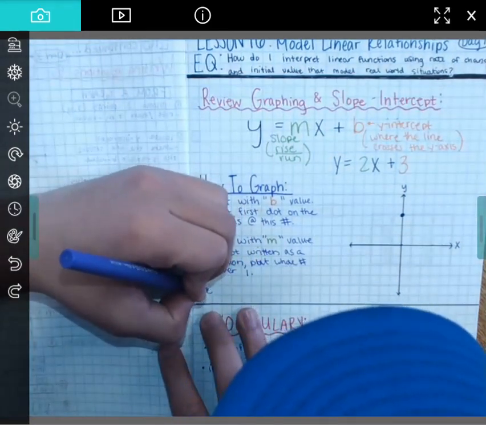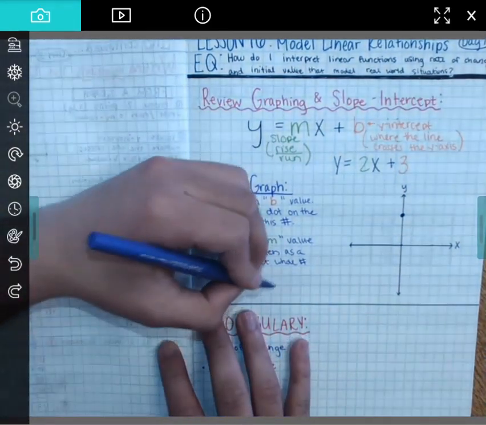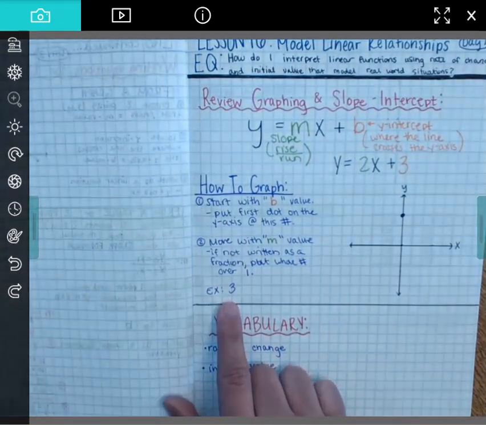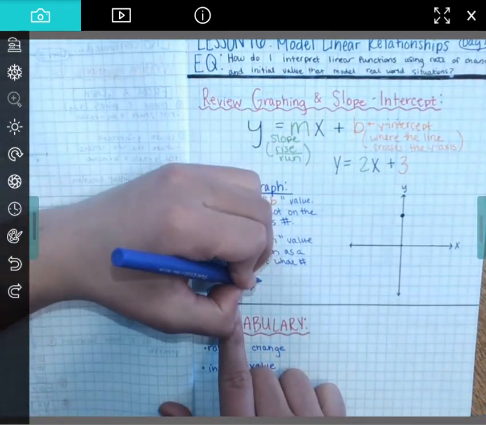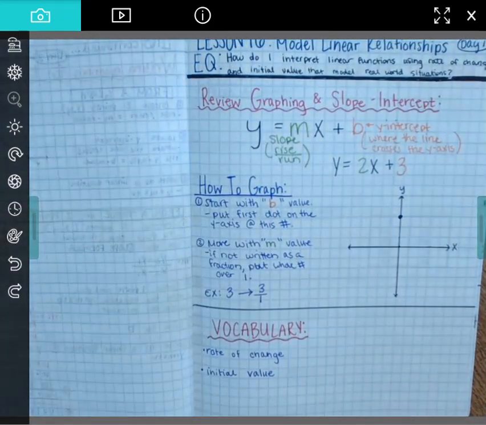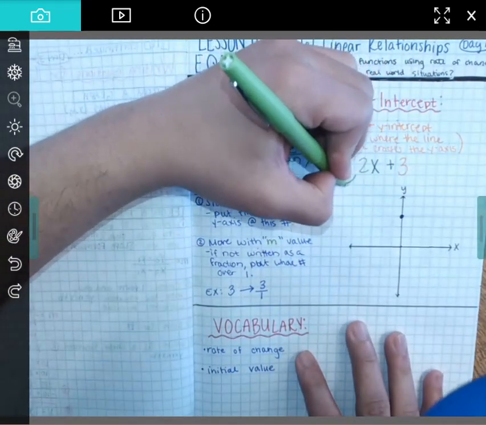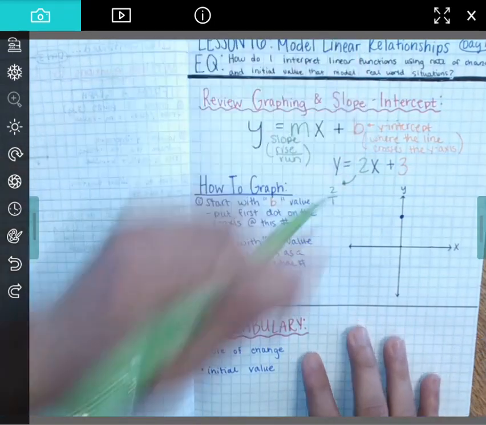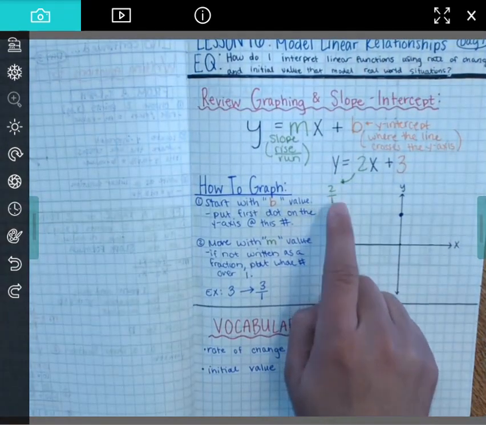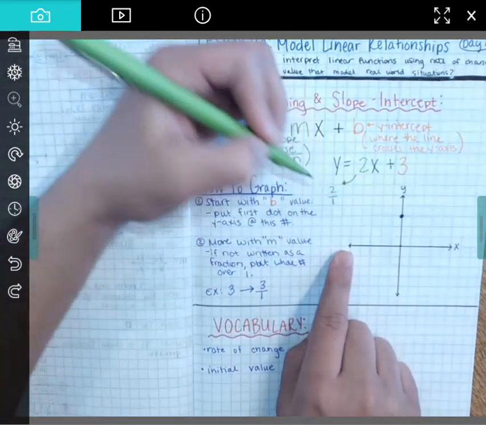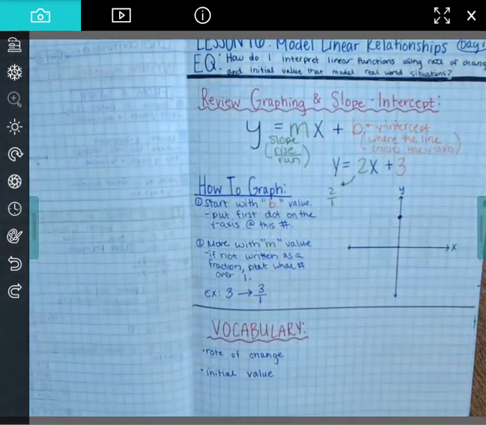For example, if our slope was 3, to put it as a fraction, we'll put 3 over 1. In our case, we have 2, so we're going to rewrite it as 2 over 1. That's going to help us figure out what the rise and the run are. Our rise is 2, and our run is 1.